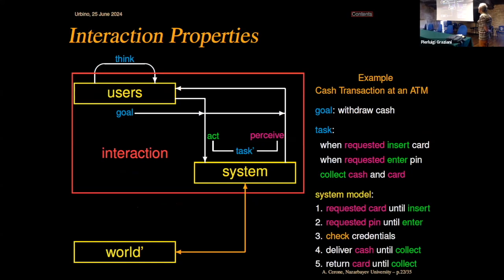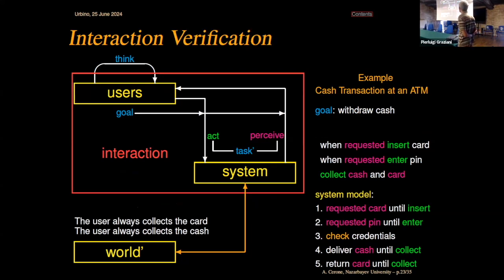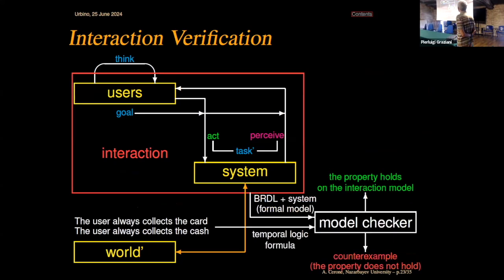And in fact, what we have been doing is to try to verify the interaction. So the interaction means that we have properties like the user always collects the cash, or the user always collects the card. This is a kind of property we are interested in verifying. Okay, how do we do it?